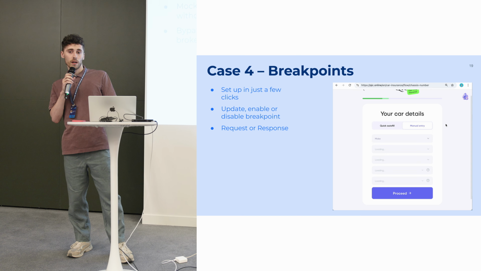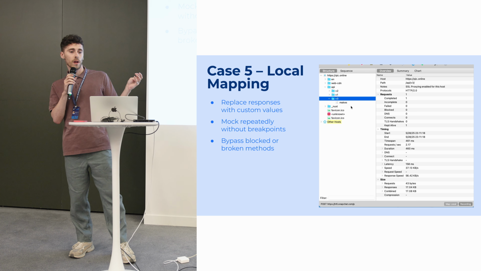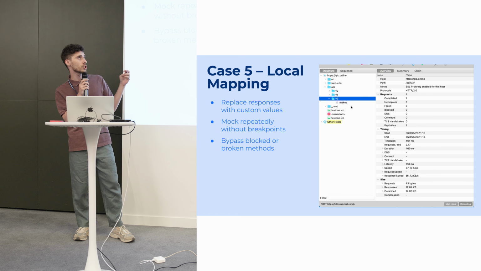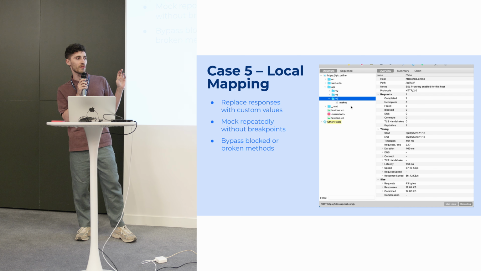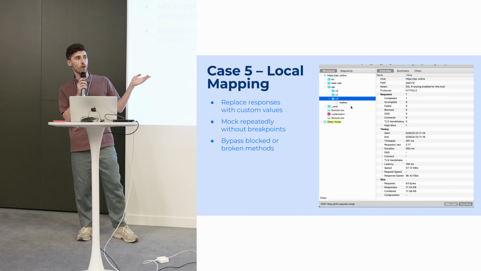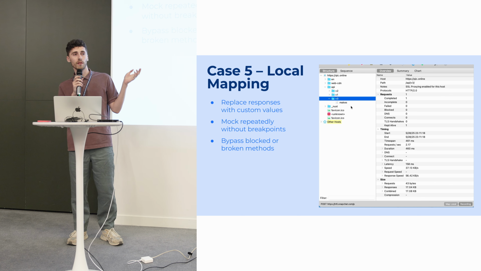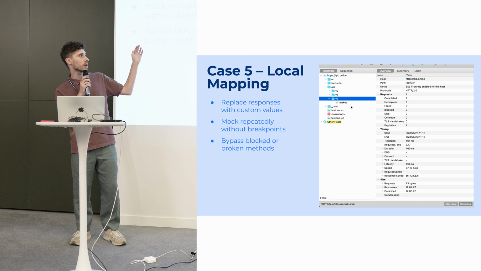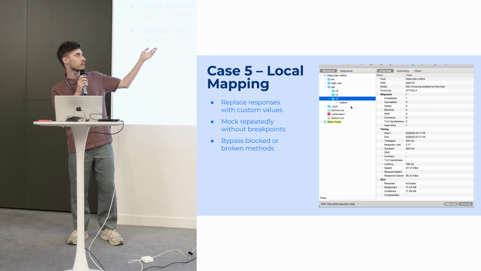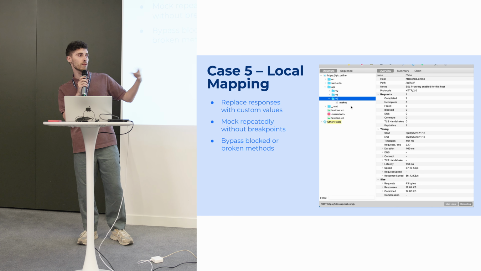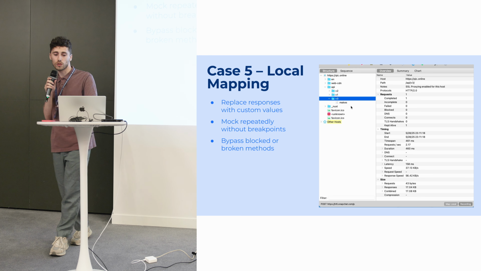Next case is local mapping. It is used for changing responses from the backend. And in my work, unfortunately, sometimes I face situations when some methods are broken, so I have a few files with responses on my laptop, and I can link them to this exact request, and on the frontend side, my testing flow will not be blocked by this issue.